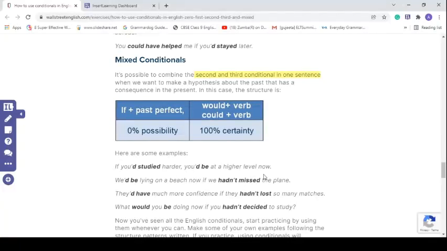So this is all about conditional sentences. In the next session, we'll do exercises based on these four types of conditional sentences, which will help make the concepts clearer. Thank you.